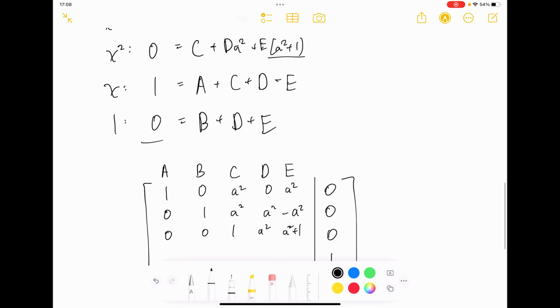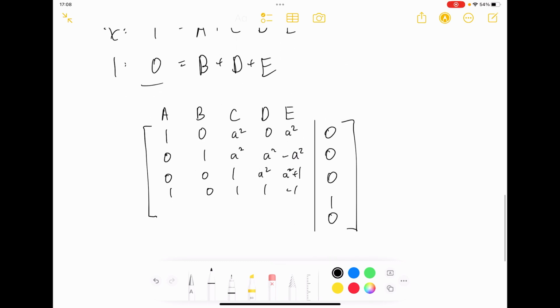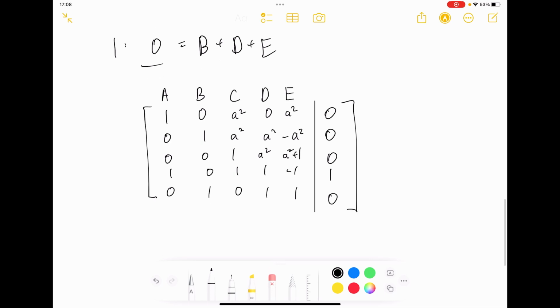Fourth row. 1, 0, 1, 1, negative 1. Yep. And fifth row is b, d, and e. So 0, 1, 0, 1, 1. And that is a horrendously placed one. Anyways, there we go. Now we have to row reduce this to finally solve for these unknowns.